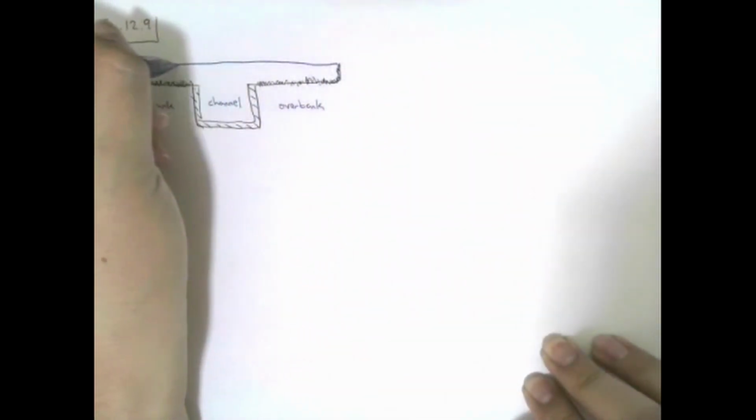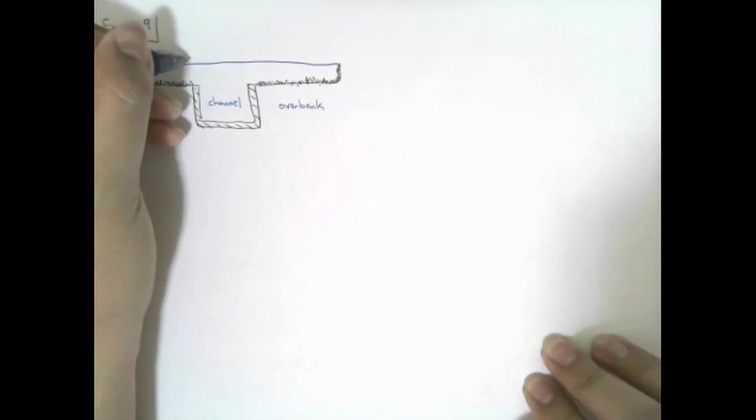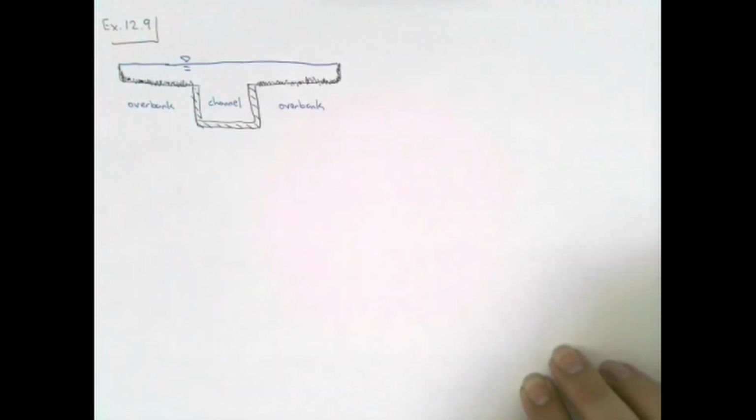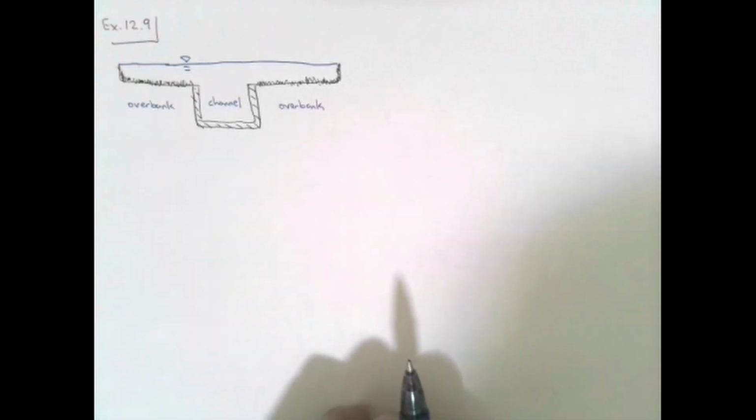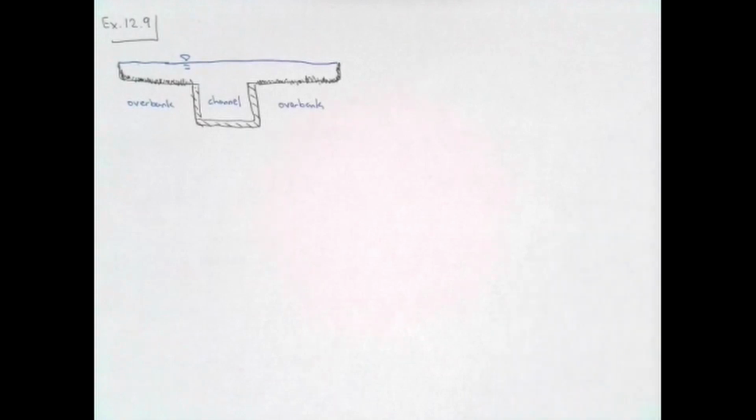We're going to look at flow that is not just in the channel, but also in the overbank. And we would like to know the flow rate of this section. We could also calculate the velocity as well if we want to, okay? So what do we have here?